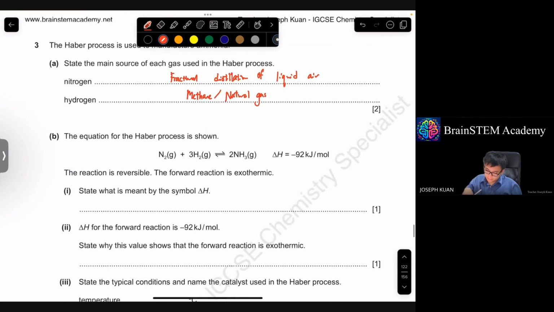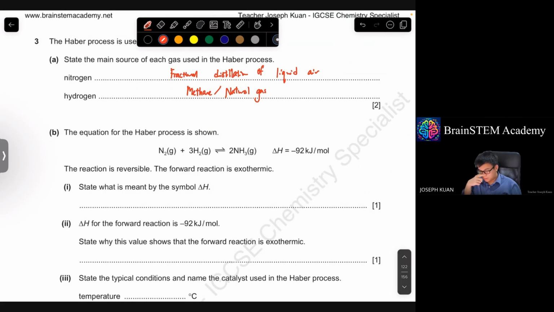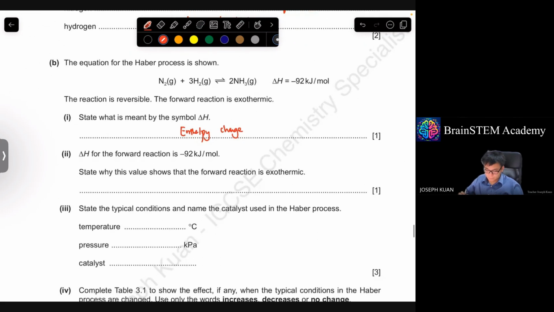Next, the equation for the Haber process is shown. The reaction is reversible. The forward reaction is exothermic. State what is meant by the symbol delta H. So it's enthalpy change. The delta H for the forward reaction is negative 92 kilojoules per mole. Think why this value shows that the forward reaction is exothermic: because it has a negative sign.